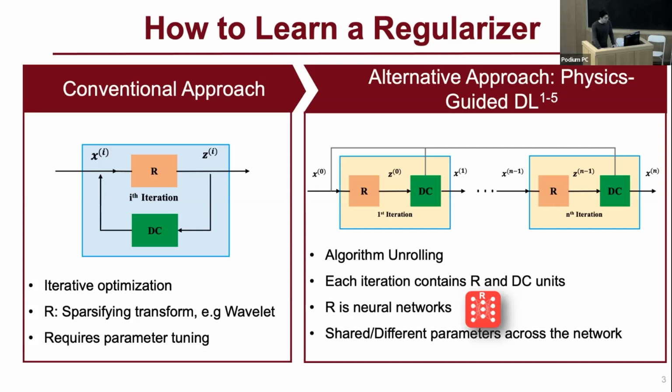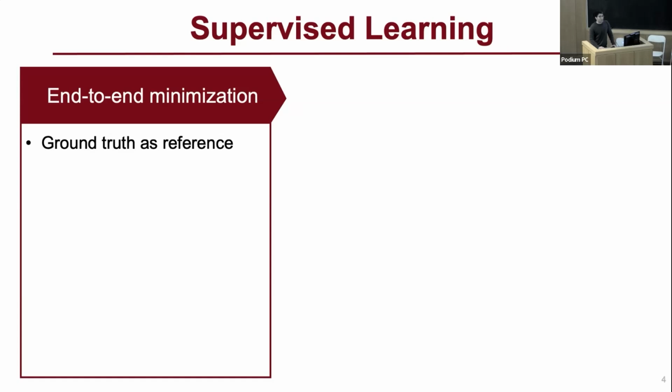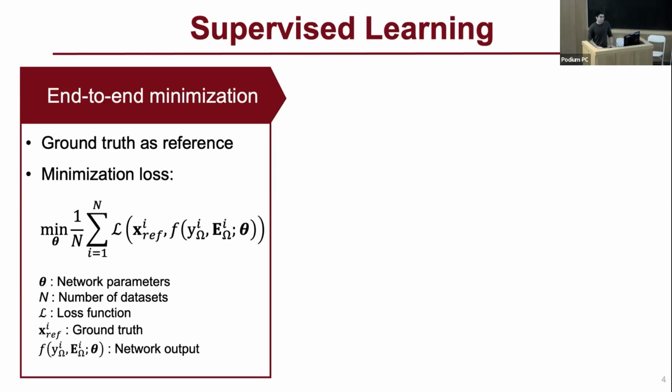So the first scenario is if you have lots of data that is labeled, for example, the fastMRI dataset, we have labeled data, then we can use supervised learning. And the idea is you can use the ground truth as reference. What you try to do is minimize the loss function, over this large database, between a reference image and a network output. And the ultimate goal is to learn those parameters that will help us at inference time.